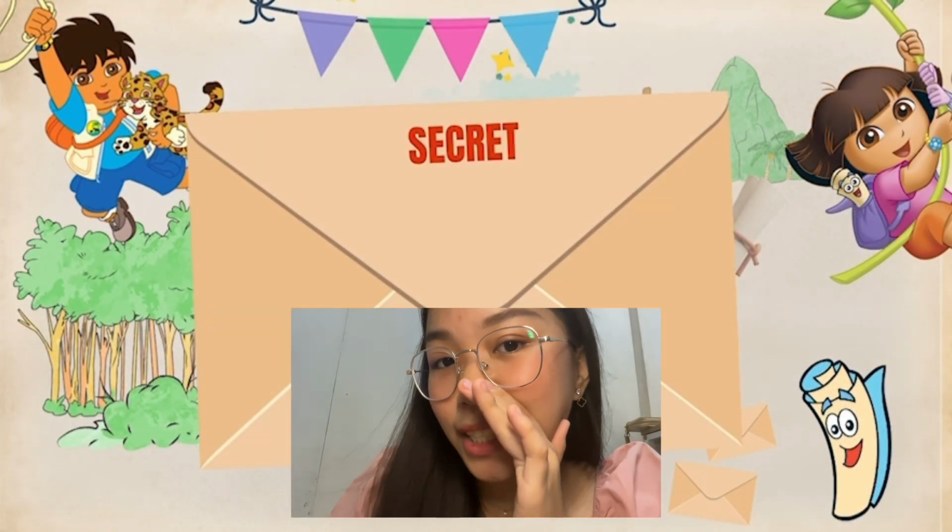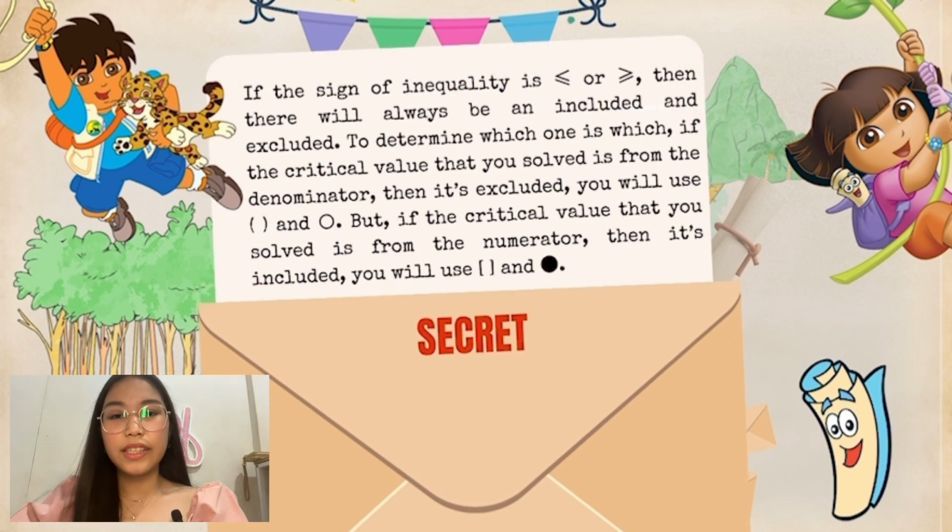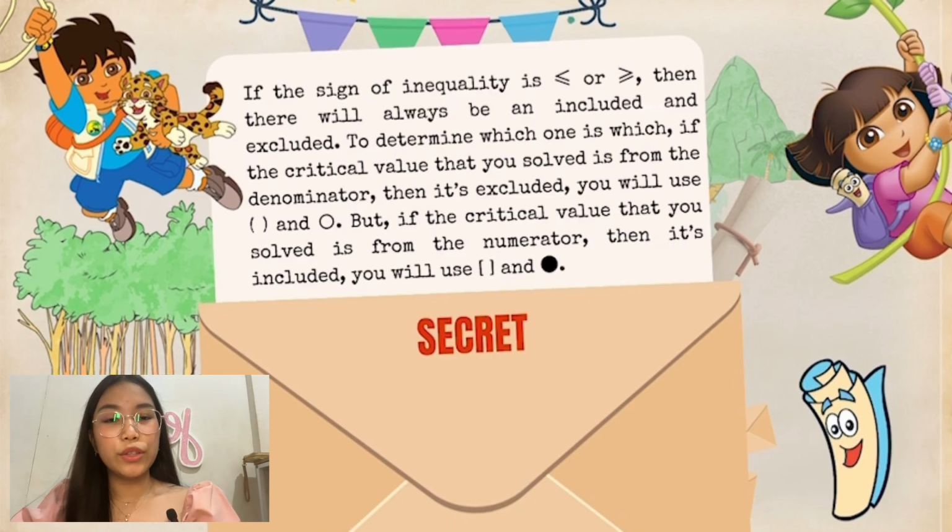Do you want to know a secret? The secret is, if the sign of inequality is less than or equal or greater than or equal, then there will always be an included and an excluded value. To determine which one is which, if the critical value that you solve is from the denominator, then it's excluded. You will use parentheses and the circle with no shade. But if the critical value that you solve is from the numerator, then it's included. You will use brackets and the circle with shade.